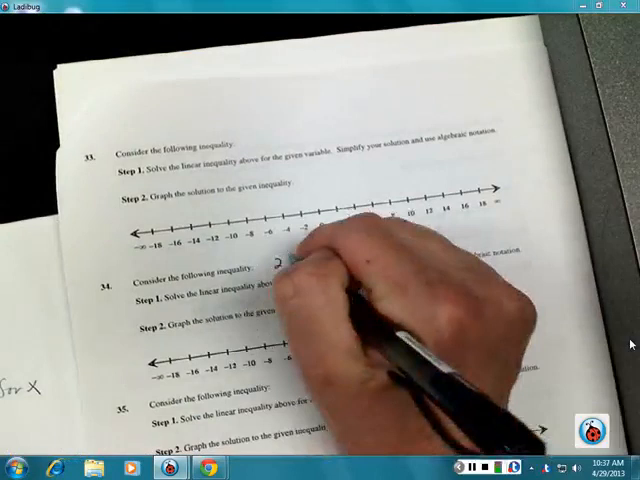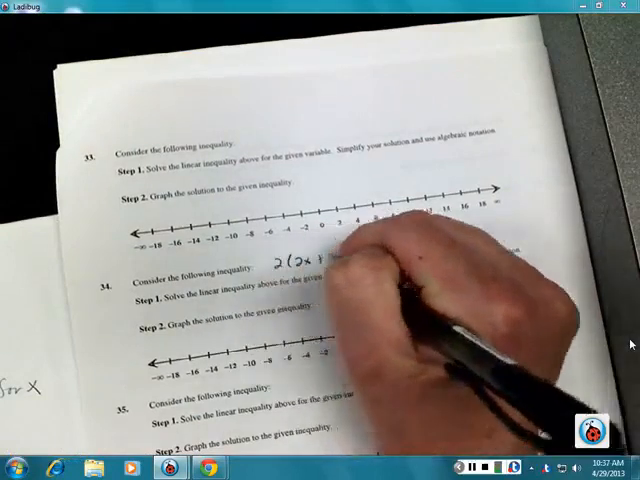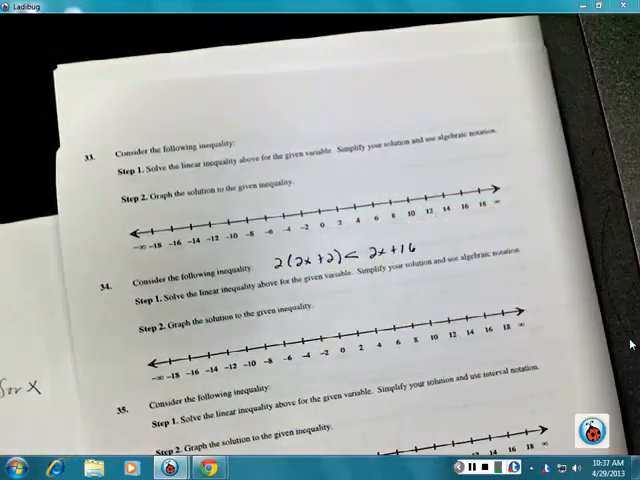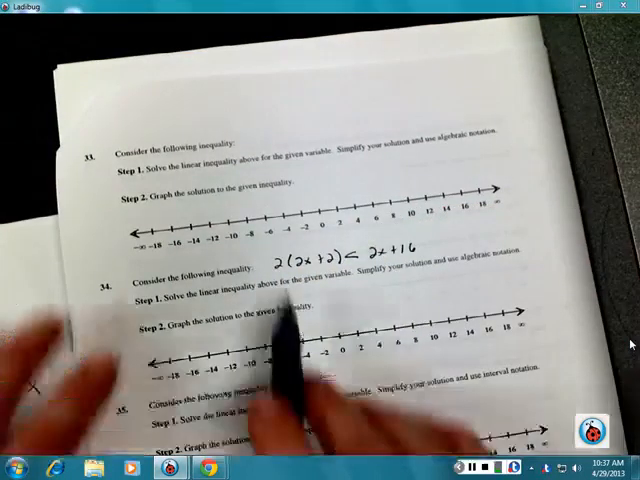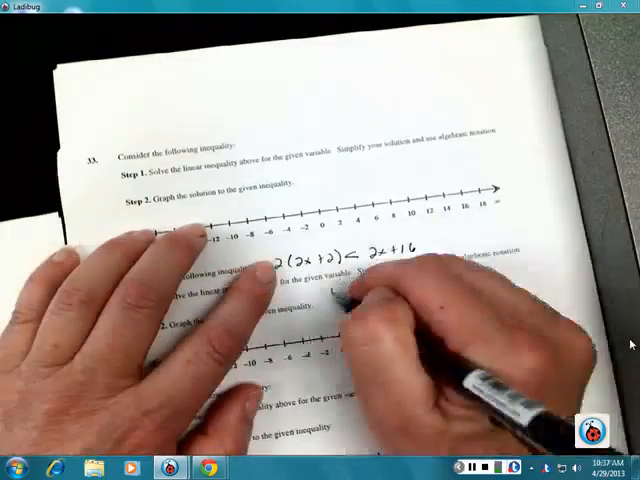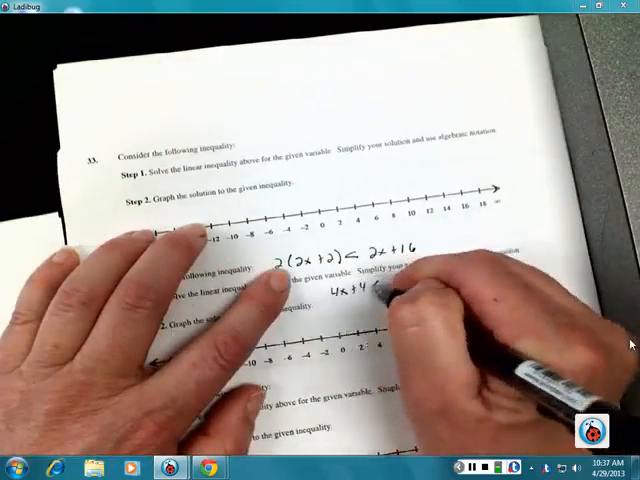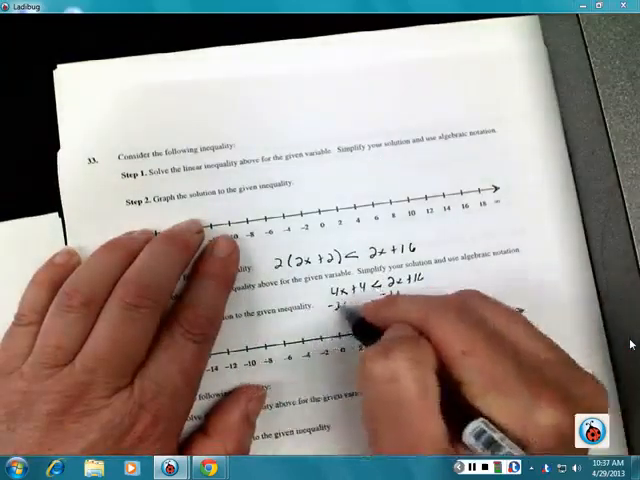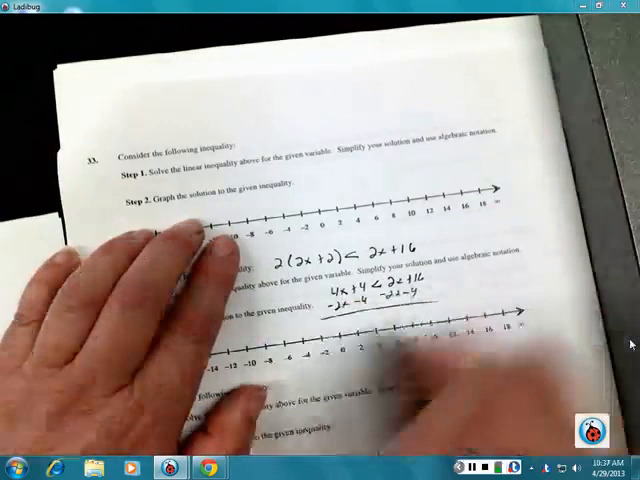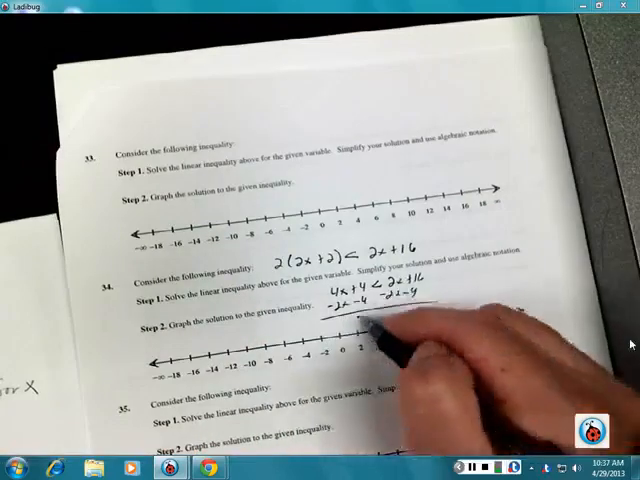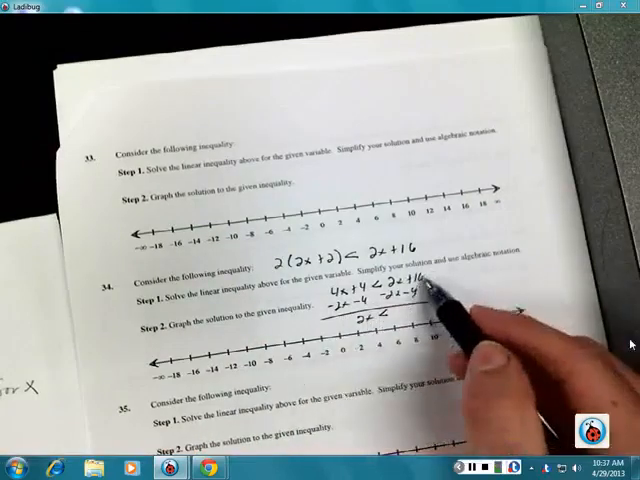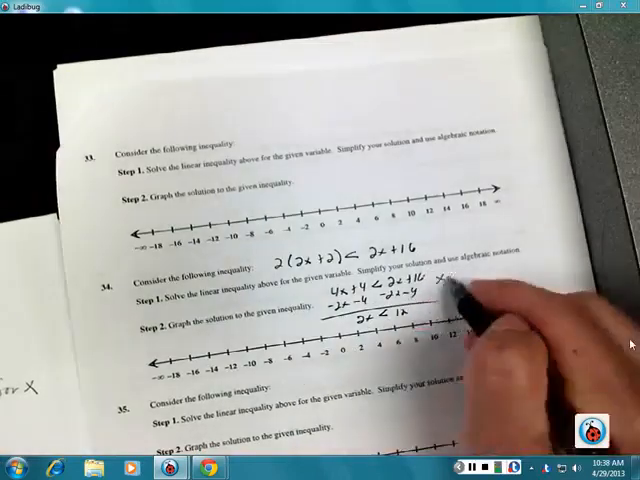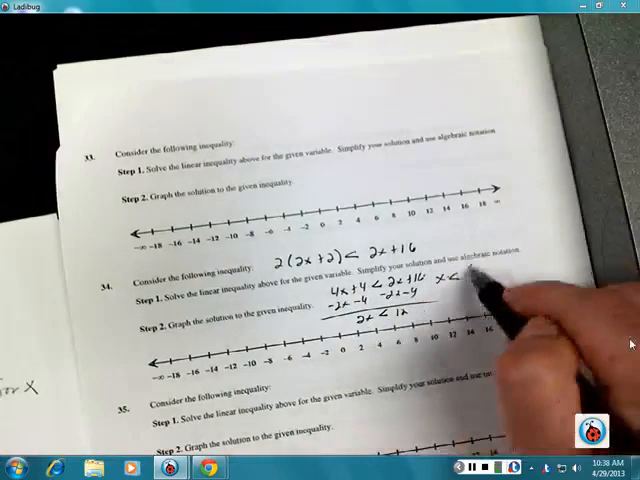34 is 2, parentheses, 2x plus 2, less than 2x plus 16. So if I work this one out, I need to first distribute. 2 times 2x is 4x. 2 times 2 is plus 4. Less than 2x. Minus 2x. Minus 4. I can do those all together so I can save some room here. I get 2x is less than 4 from 16 is 12. Divide by 2, and we find x needs to be less than 6.